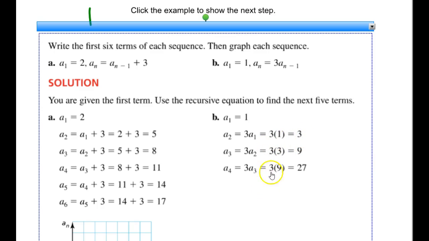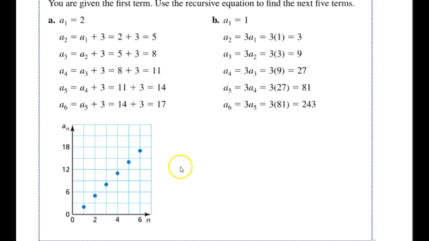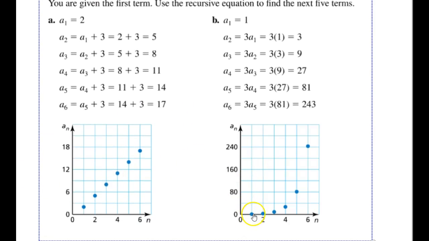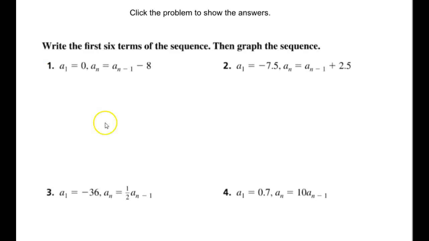And you'll see here I'm multiplying by each time. So my numbers get very large very quickly. And then I can go ahead and graph. And again, these are discrete values. I am not going to connect these lines, but you'll see that if I was to connect them, they would be an exponential function. Okay, so here's your monitoring progress. Go ahead and try these to see what you can come up with.